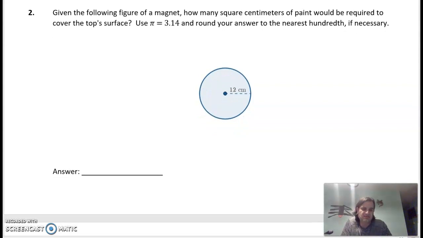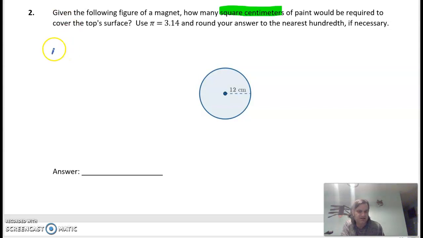All right, the next one we've got is another circle. It says, given the following figure of a magnet, a little round magnet, how many square centimeters of paint would be required to cover the top's surface? So we're talking about how much space here. When it says square centimeters, that's automatically taking us to an area.